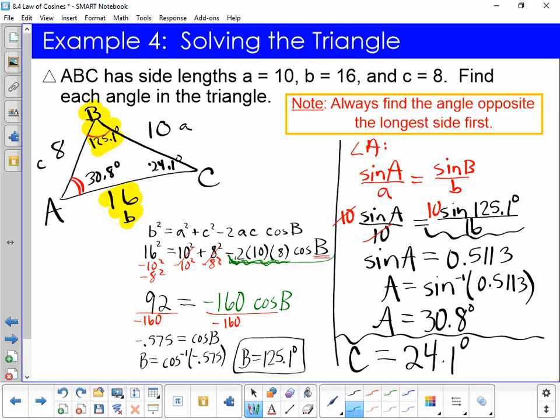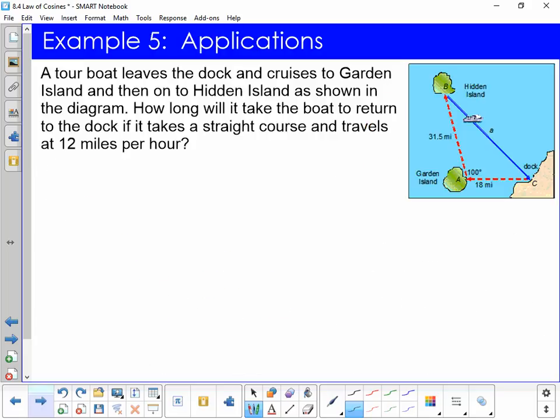Usually the first thing you find takes the most work, and it slowly becomes less work as you go along. And that last one was really easy. Okay, so we have solved this triangle. We're going to do an application, and I believe that's it. Let me just check. Yep.